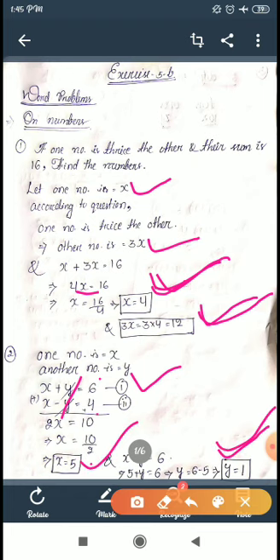Now question number 3. In a 2-digit number, the sum of digits is 13. If the number is subtracted from the one obtained by interchanging the digits, the result is 45. What is the number? In a 2-digit number, the sum of digits is 13. So let us take x plus y is 13.